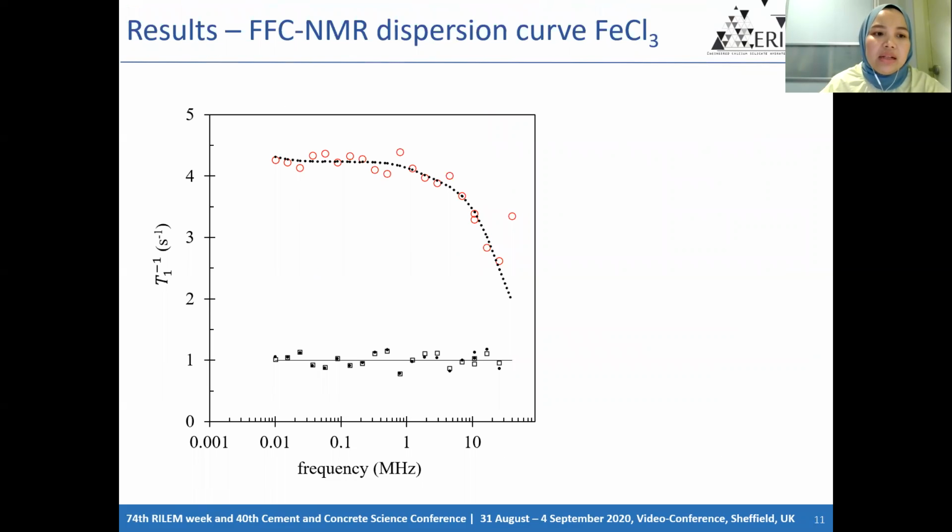And the last result is the dispersion curve for the iron chloride. The dotted black line is the model fit to the experimental iron chloride dispersion curve. And this is the curve that can be subtracted from the FFC NMR dispersion curve obtained from porous material in which iron is the dominant paramagnetic impurity.